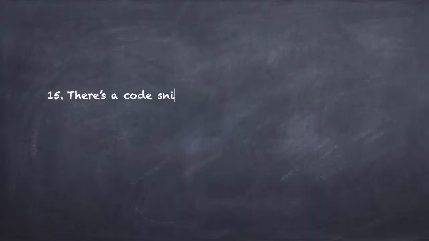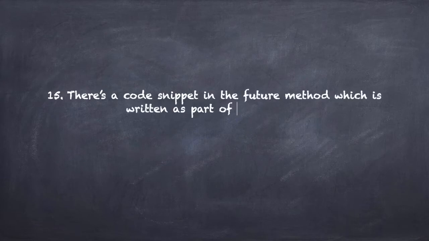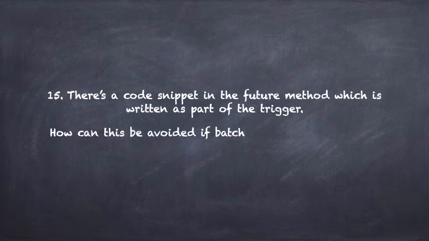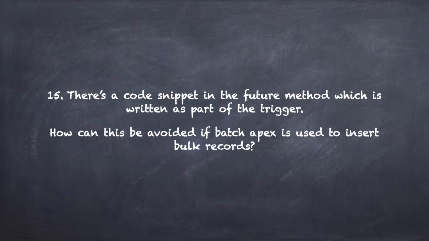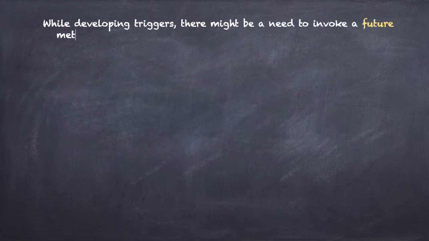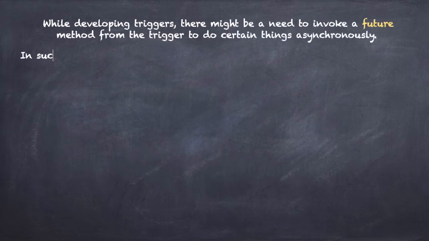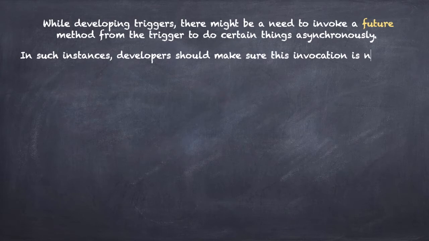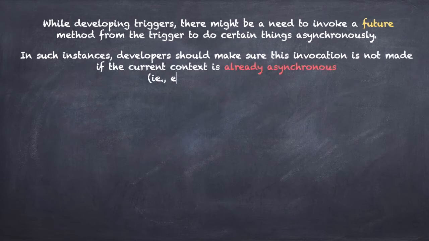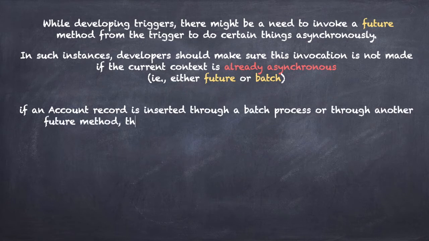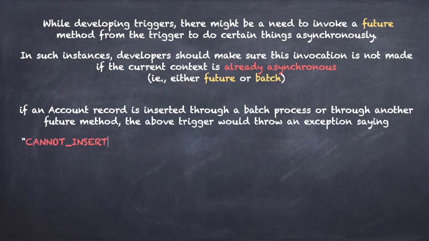Question number 15. There's a code snippet in the future method which is written as part of the trigger. How can this be avoided if batch apex is used to insert bulk records? So while developing triggers, there might be a need to invoke a future method from the trigger to do certain things asynchronously. In such instances, developers should make sure this invocation is not made if the current context is already asynchronous, which is either future or batch.